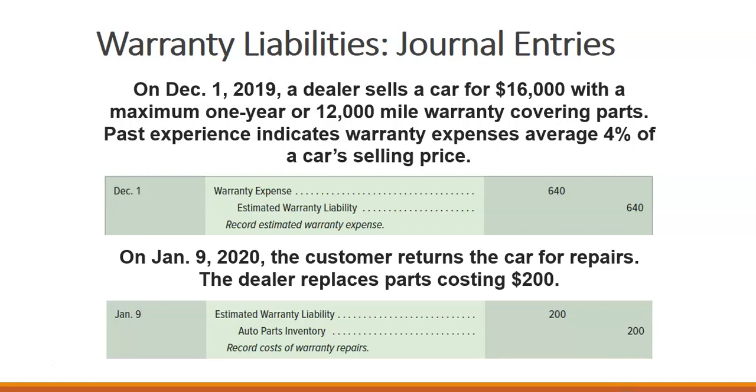Past experience, our historical information, gives us our estimate. So we indicate that our warranty expenses average 4% of a car's selling price. So when we record the sale of the car, we also record a 4% estimated warranty liability. Then on January 9th, our customer has returned the car for a variety of repairs, and the dealer replaces those parts and writes that off to the estimated warranty liability account.